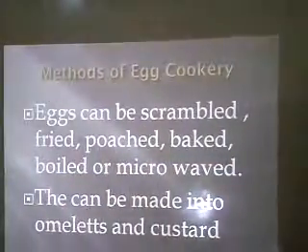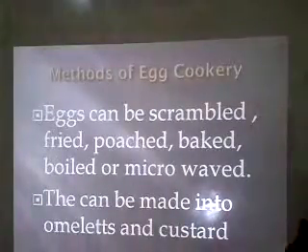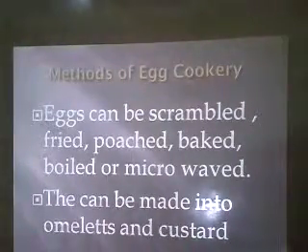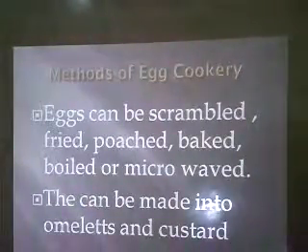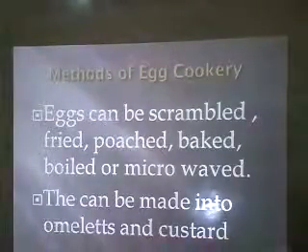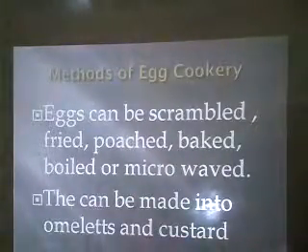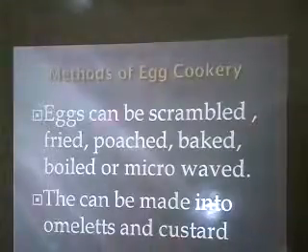Okay, now let's talk about the methods of egg cookery. Once we have spoken about the principle behind the cookery, let us talk about the methods. We have so many egg dishes, and egg can be scrambled, fried, poached, baked, boiled, or microwaved. They can be made into omelette and custard. These are the various uses of egg or egg dishes.